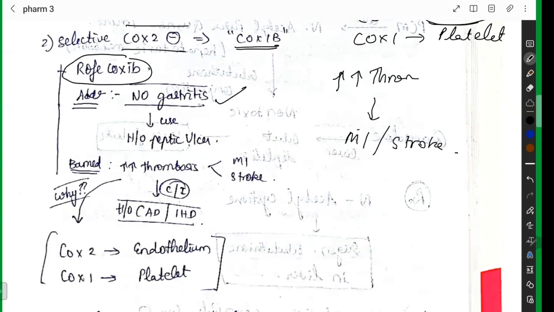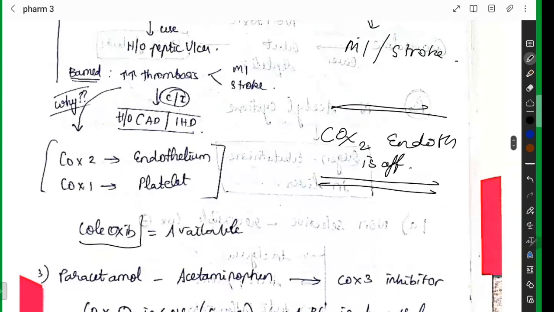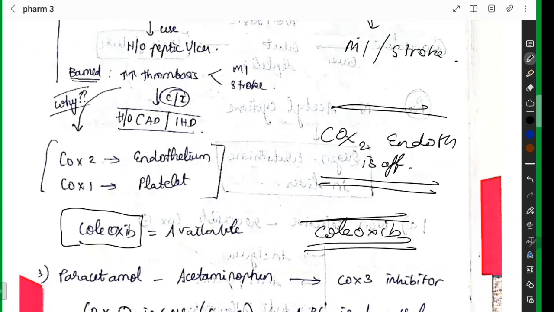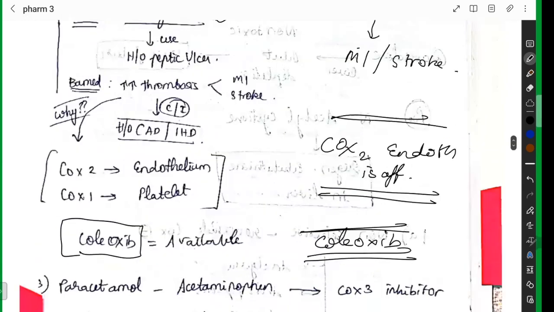Therefore, what happens? They checked this and made sure that the COX-2 present in the endothelium is not affected. So what drug does not affect the COX-2 in the endothelium? The drug name is celecoxib. Celecoxib does not cause anything in the endothelium. Therefore, Rofecoxib is banned. Now, the only available selective COX-2 inhibitor is celecoxib.